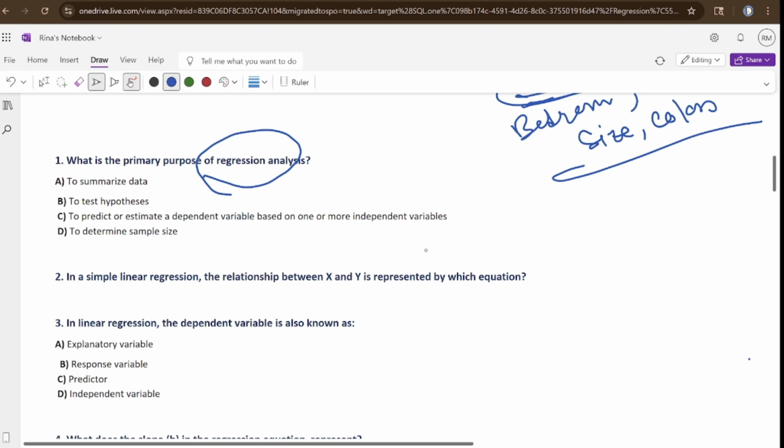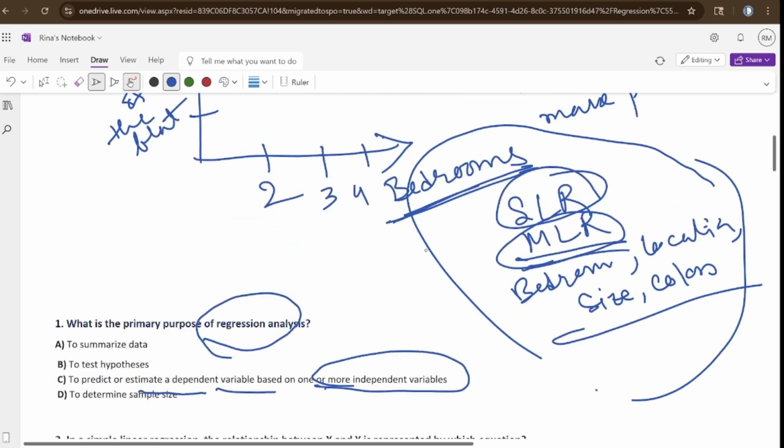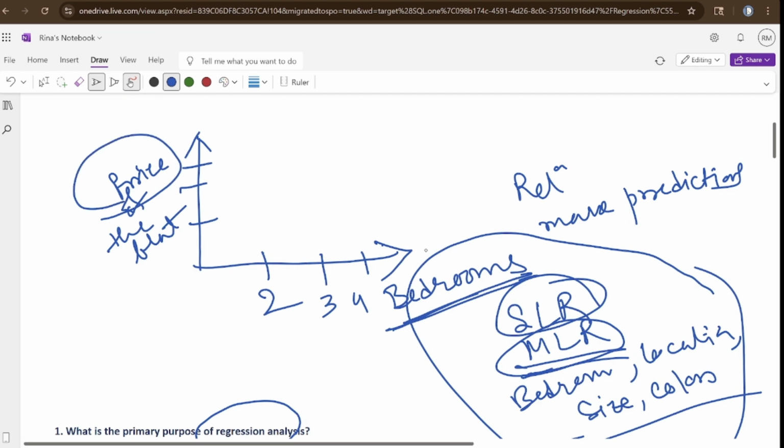So what is the primary purpose? To predict a dependent variable based on one or more independent variables. These are independent variables and price is the dependent variable because price is depending on these variables.